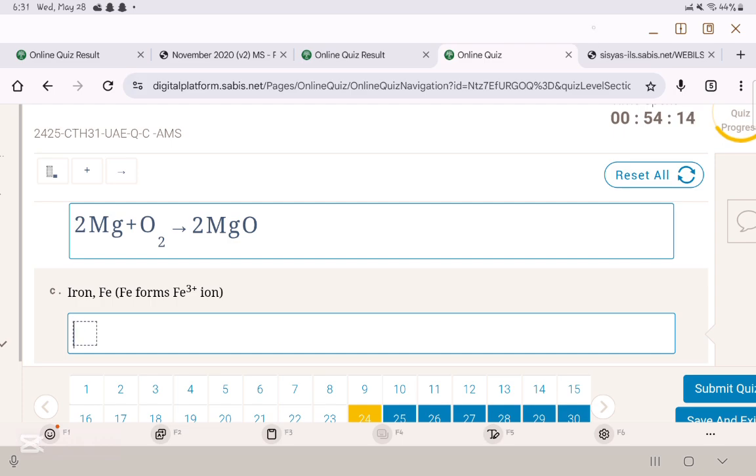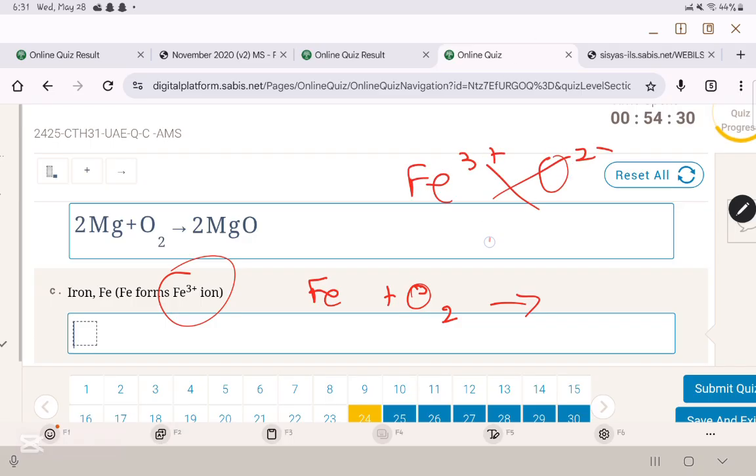Iron forms the Fe3 plus ion. So Fe plus O2 will form, by the crisscross method, Fe3 plus and O2 minus. You do the crisscross, it is Fe2O3. So it will form Fe2O3.